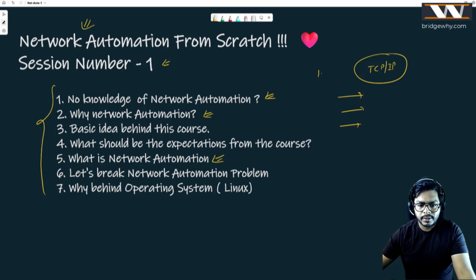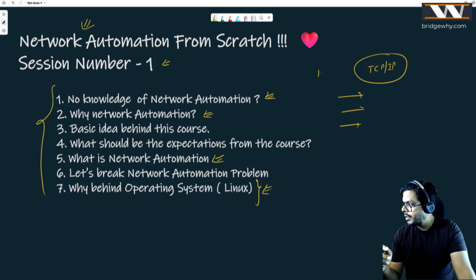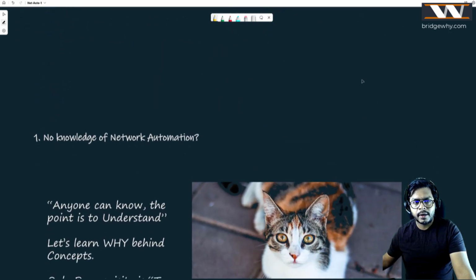Having said that, we are going to start today with the operating system, and you must be wondering where this Linux has come from. Do not worry about it. We will go step by step. So this is the agenda we are going to discuss in the next 1 or 1.5 hours, depending on your questions. First things first, let's move to our first board.